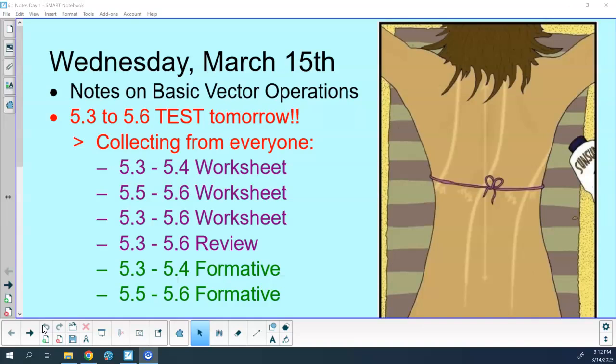Side note, when you came in, you should have grabbed a white note packet. That's the note packet for this next whole section, so that you have all of that stuff that we have. Okay? That's the first one.